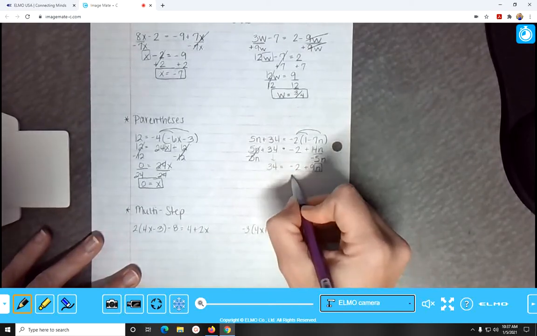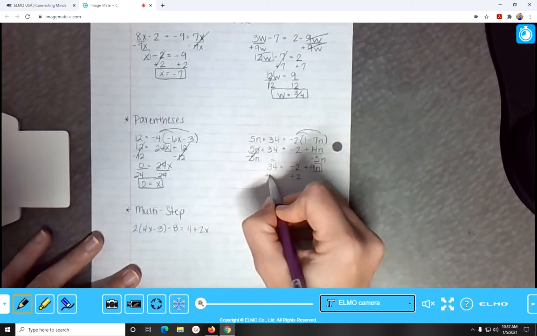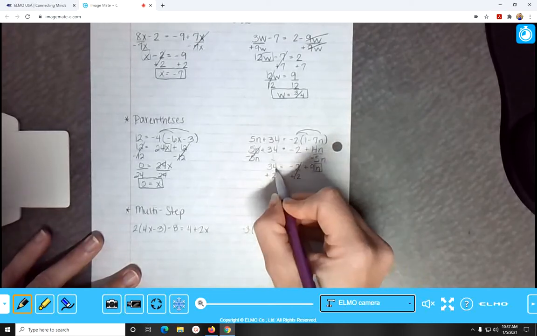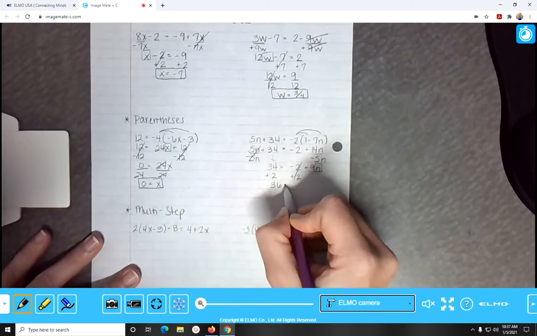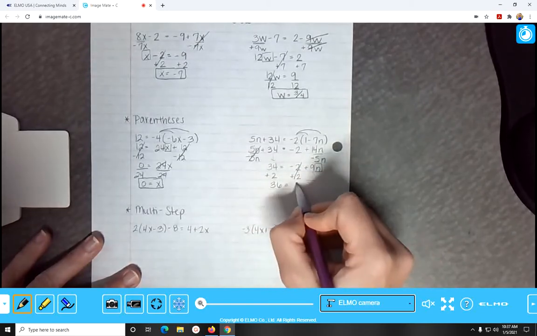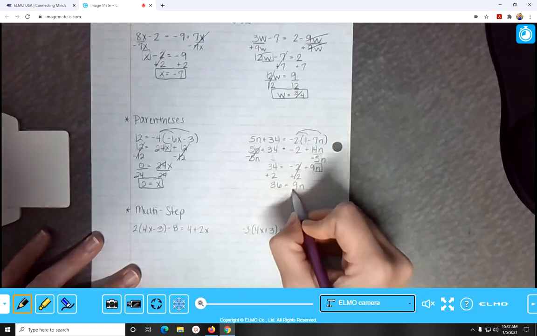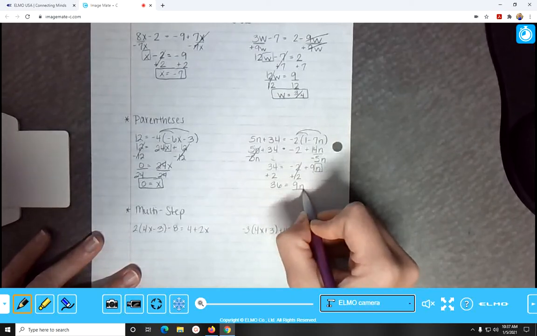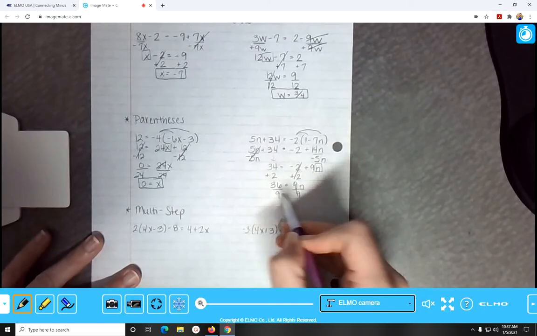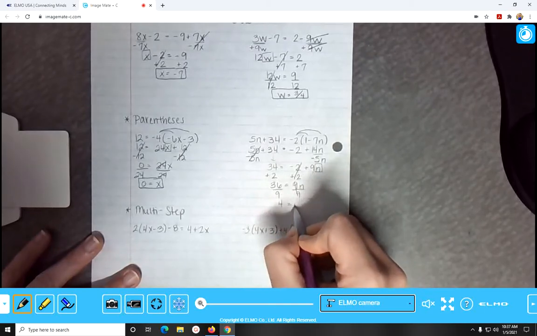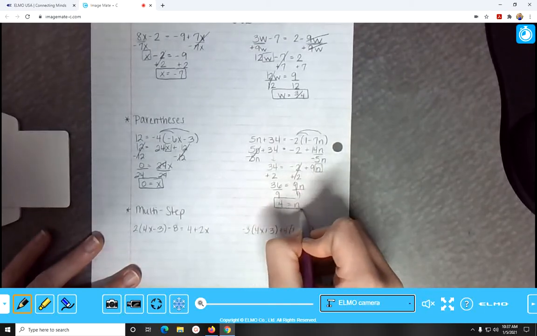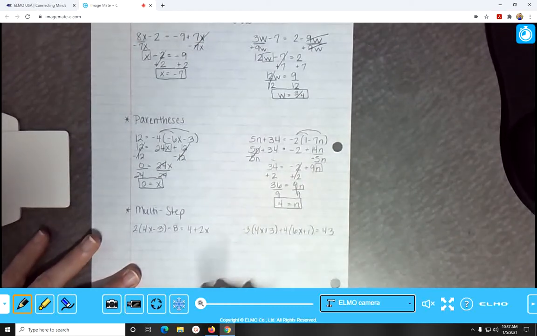So since that's a negative 2, I want to add 2 on both sides. So 34 plus 2 is 36, which equals 9n. Now I want to get rid of the 9 by dividing it out. 36 divided by 9 is 4, so 4 equals n, or n equals 4.